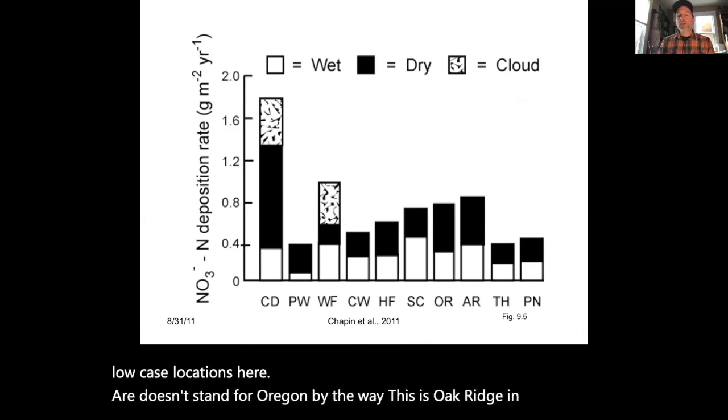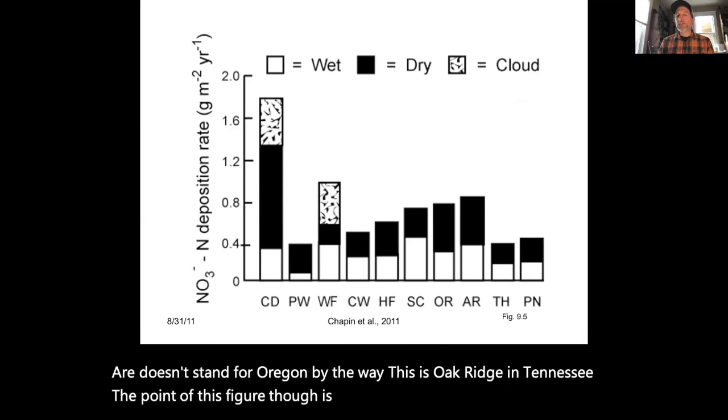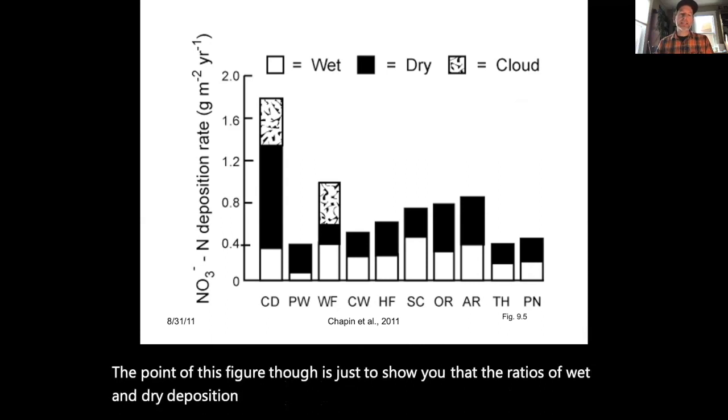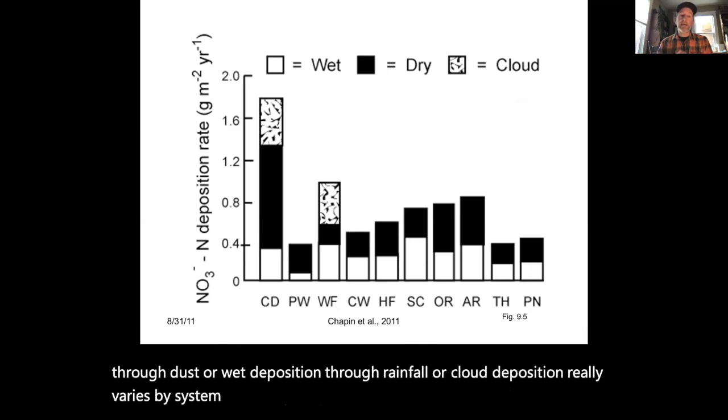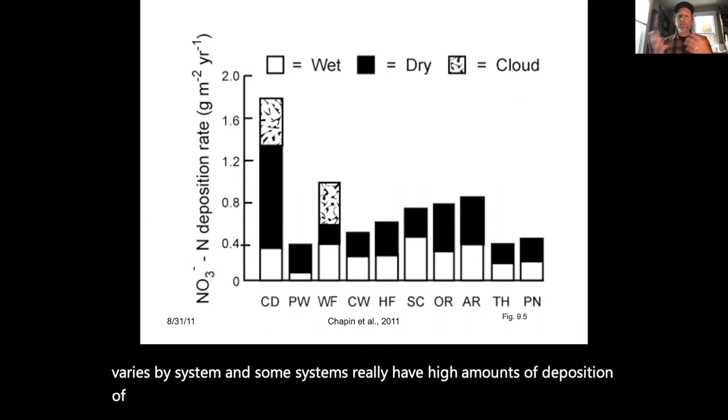The point of this figure, though, is just to show you that the ratios of wet and dry deposition, that is, in this case, nitrate being deposited in dry air through dust, or wet deposition through rainfall, or cloud deposition, really varies by system. And some systems really have high amounts of deposition of nitrogen. That's going to play with the nitrogen requirements of those systems.